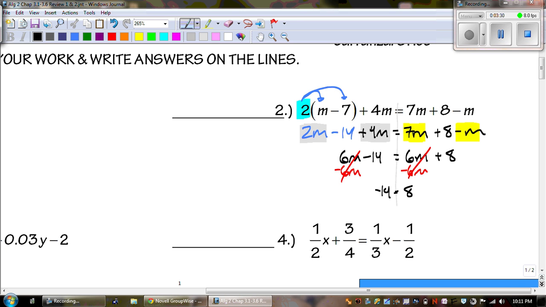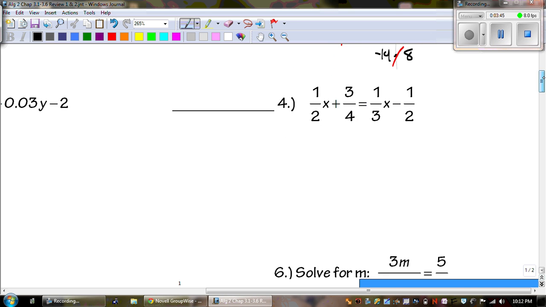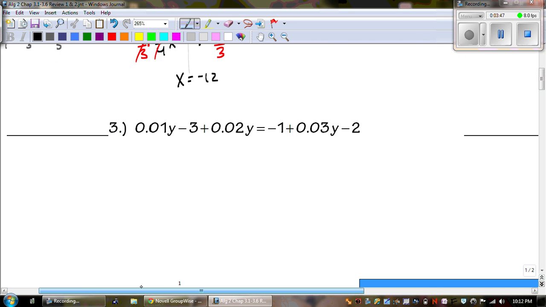So, does negative 14 equal 8? No, it doesn't. So that's not my answer. My answer is no solution. Okay? All right, number 3.